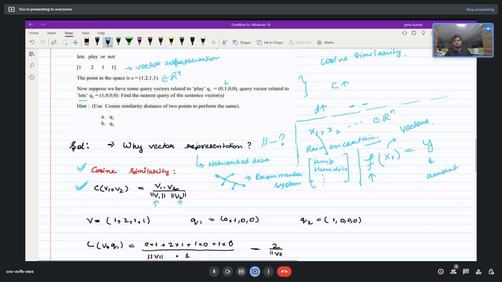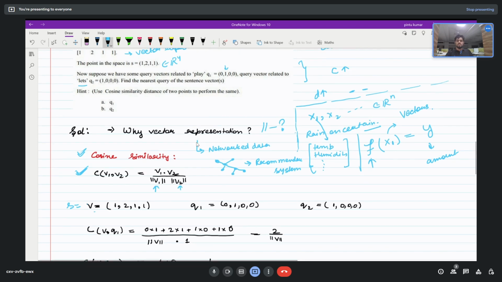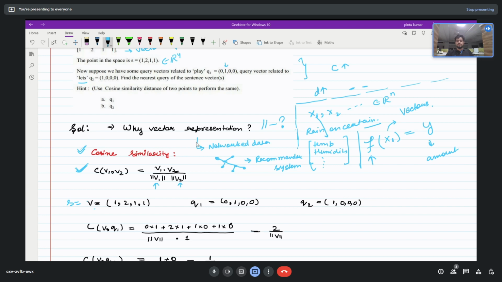Now let's first solve this question. What it says is we have a point S. I should have used the same notation, but our S is the same as v. So we have a point V that is 1, 2, 1, 1, and we have a query point that is 0, 1, 0, 0, and another query point that is 1, 3 times 0. We'll try to find the cosine similarity with both of these. This is just a simple dot product: 0 times 1 plus 2 times 1 plus 1 into 0.